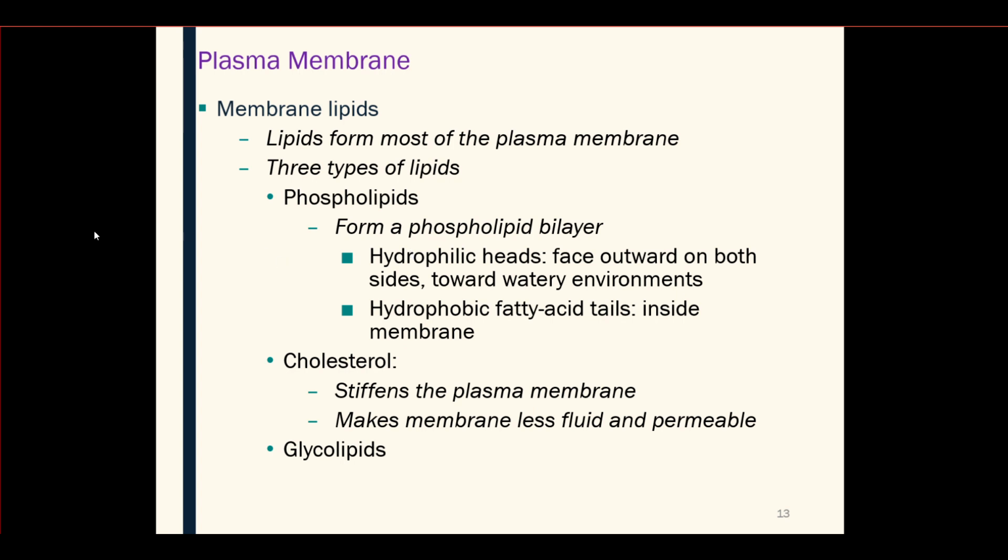Now, another lipid that makes up the cell membrane is cholesterol. This is actually pretty important. This helps to give the plasma membrane some support, some structure.